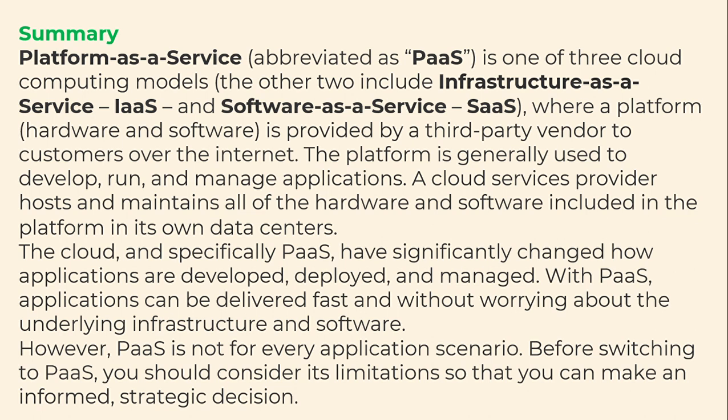Next is the summary for PaaS. So platform as a service, which is also known as PaaS, is a computing model where a platform, hardware and software, is provided by a third-party vendor to customers over the internet. The platform is generally used to develop, run, and manage applications. A cloud service provider hosts and maintains all of the hardware and software included in the platform in its own data centers.